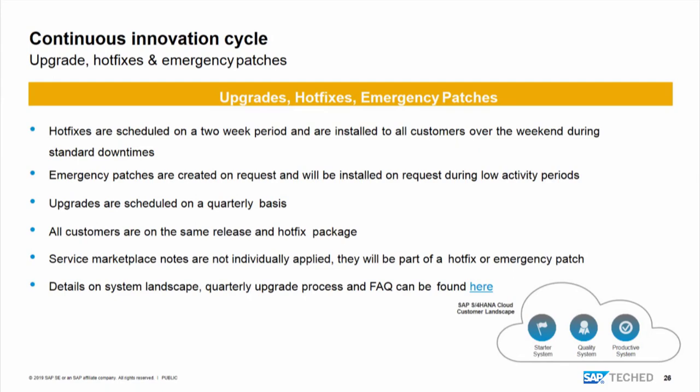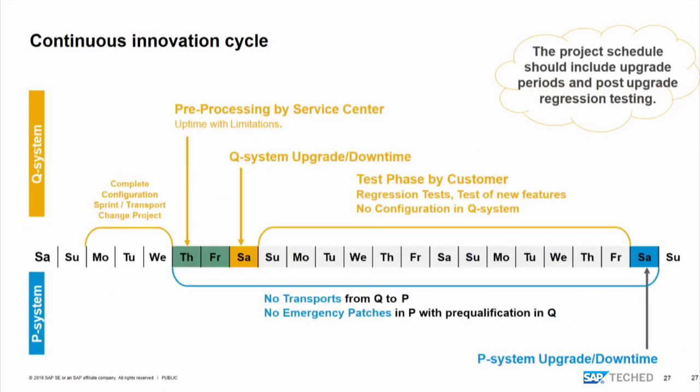Now, I mentioned the upgrades, hotfixes, emergency patches, all managed by SAP. The continuous innovation cycle, I told you, is a two-tier landscape. SAP first does the Q upgrade. We give you 2 weeks to test. Then after the successful testing with automation tools or the post-upgrade testing, if you then engage on this service with SAP, then you can basically move into transport.